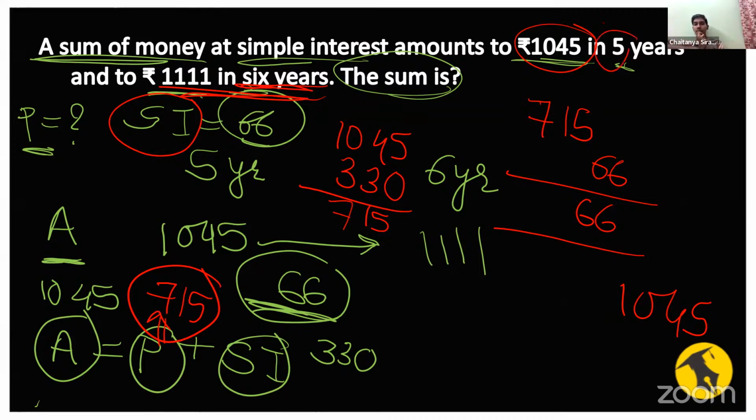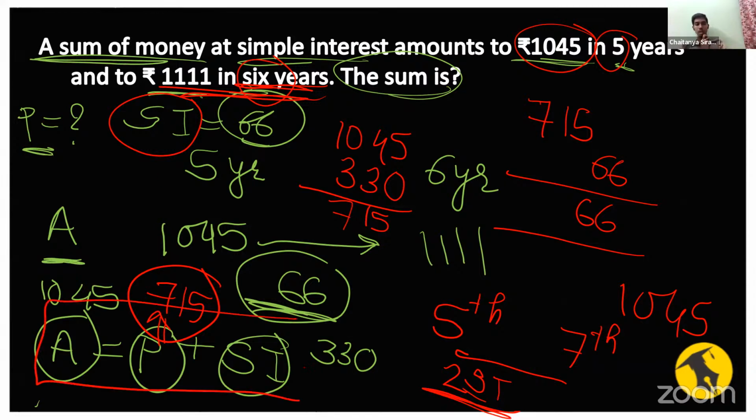Had it been, let's say, fifth year and seventh year, you would get the difference as 2 times simple interest. Then you can find the simple interest and again you can use this relationship to solve the problem. I hope the question is clear and the concept is even clear, because the concept is more important at this point.